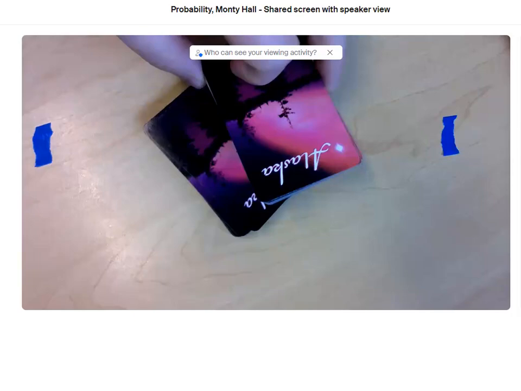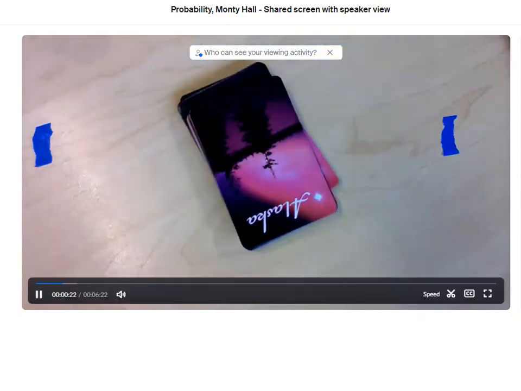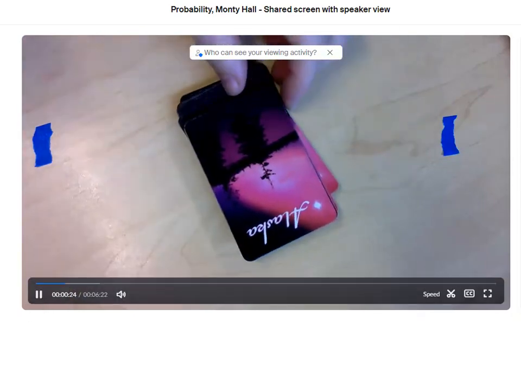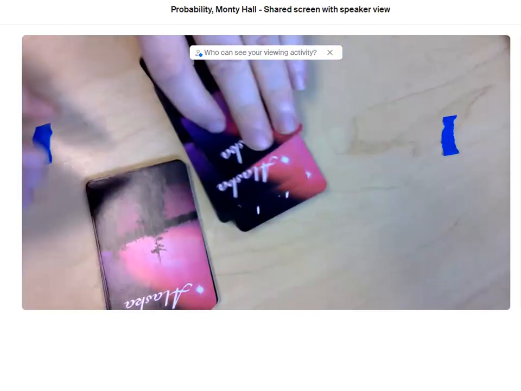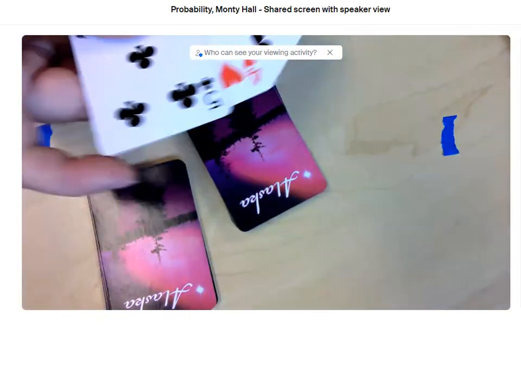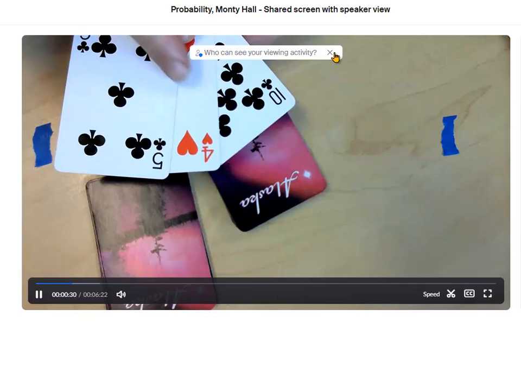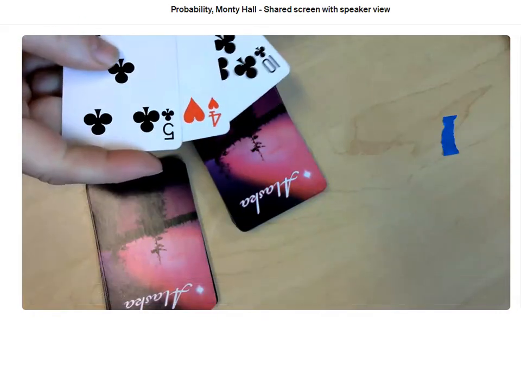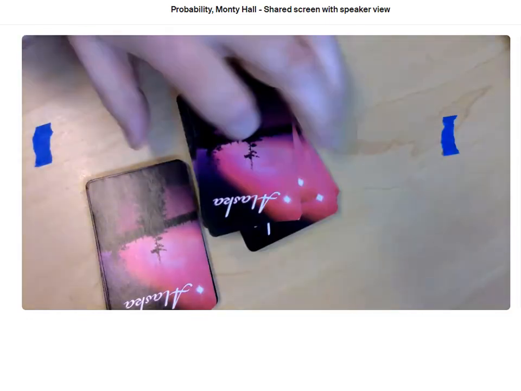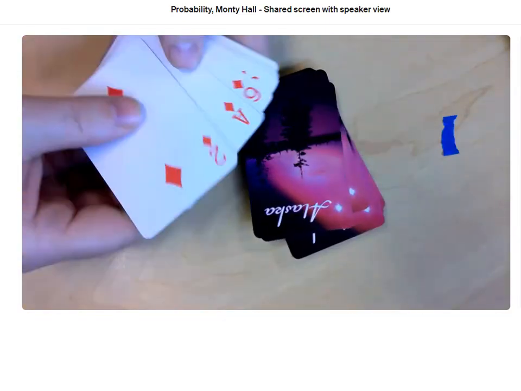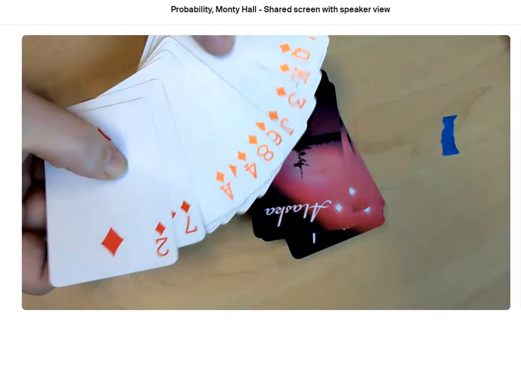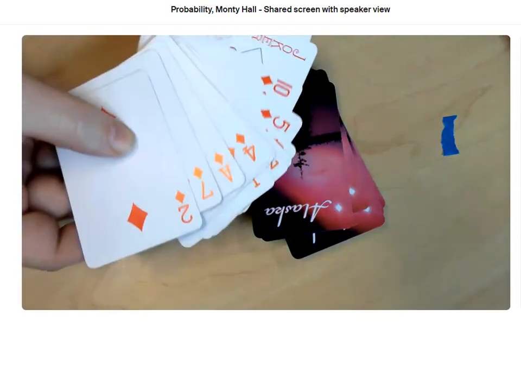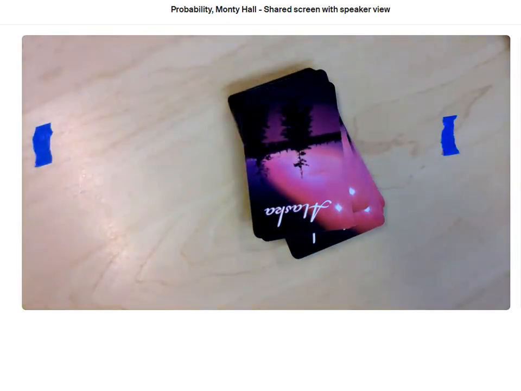I have 52 playing cards here and the jokers. And what I'm going to do is I'm going to have 3 cards each time. So 2 black ones and the red one. The red one is the winner, so that would be the car, and these here would be the goats. In order to do that, I'm going to take the 52 cards, and I'm going to take out all the diamonds and the 2 jokers, so they're gone.